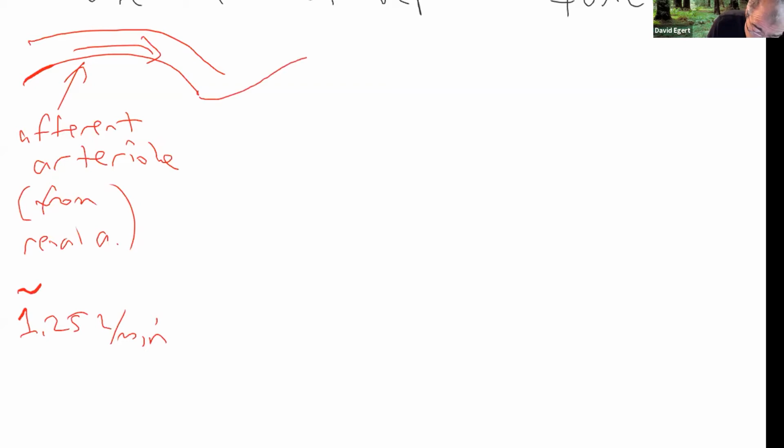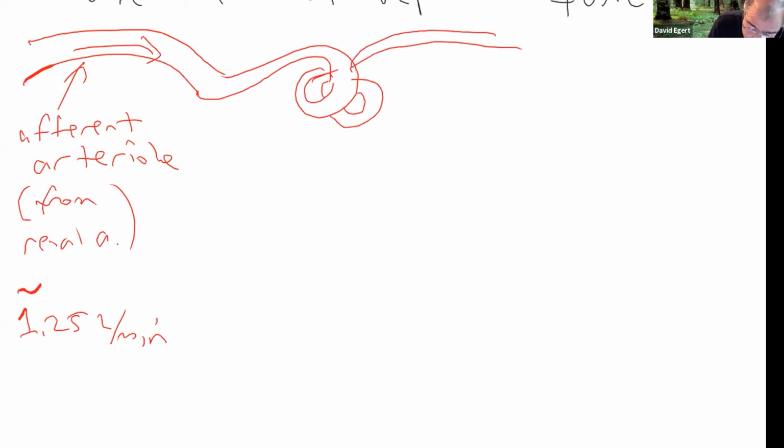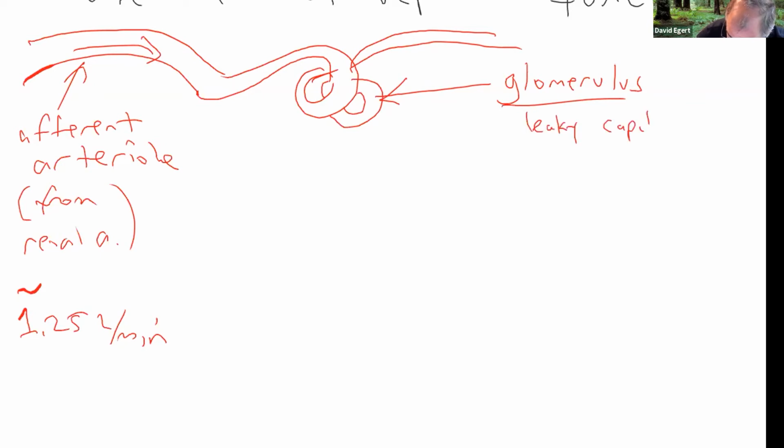This is then going to go into this specialized little balled up capillary called the glomerulus. These are basically little leaky capillaries. The exit from the glomerulus is actually another arteriole, an efferent arteriole.